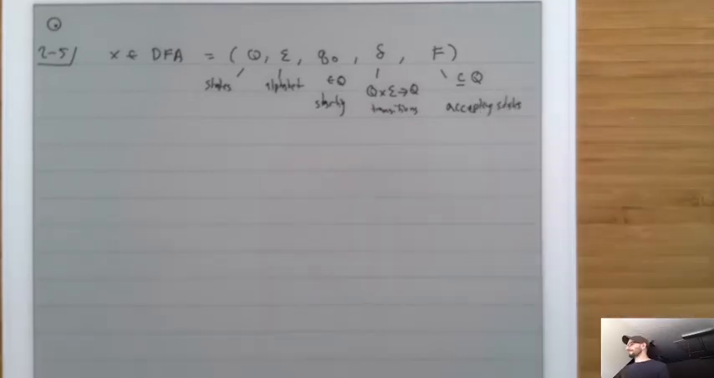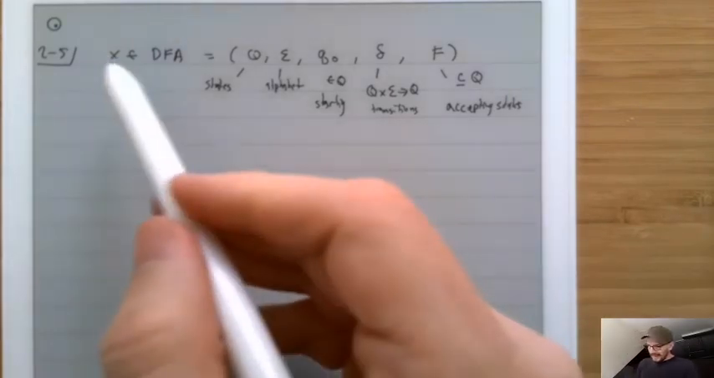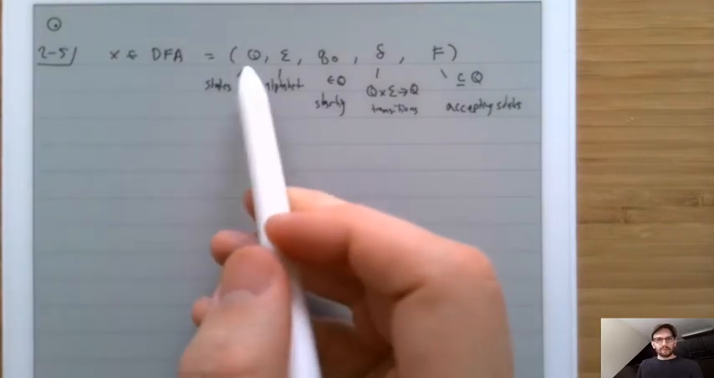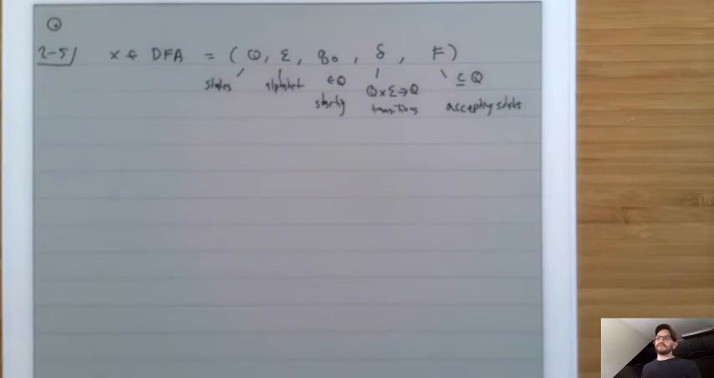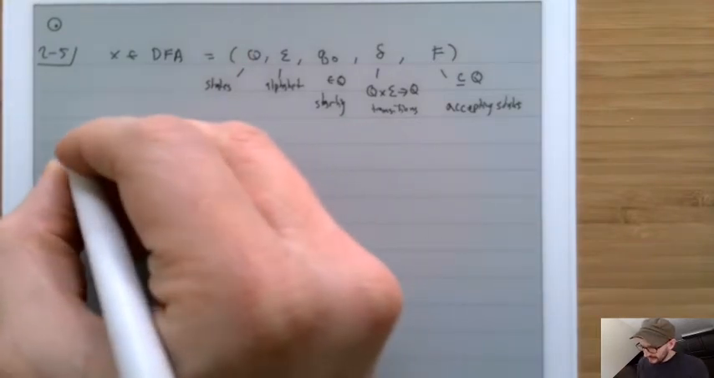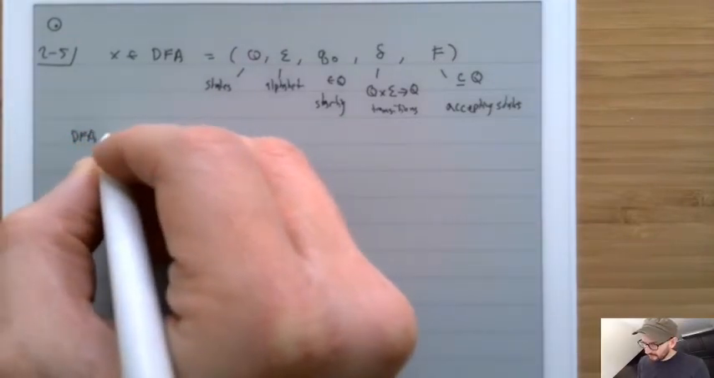All right. So when we say that X is an element of the DFA, we're talking about X being an element of the set indicated by this 5-tuple of things. Now, to define this, we're going to use 2 extra ideas. We're going to use something called a DFA configuration.